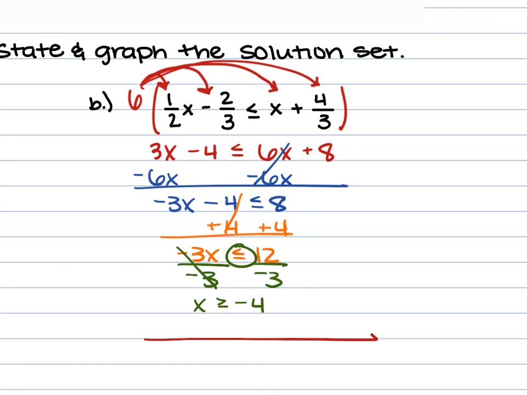On my number line, I'm going to find that negative 4. I'm going to have a closed circle on it. My inequality, my variable comes first. My sign points to the right. My line runs to the right.